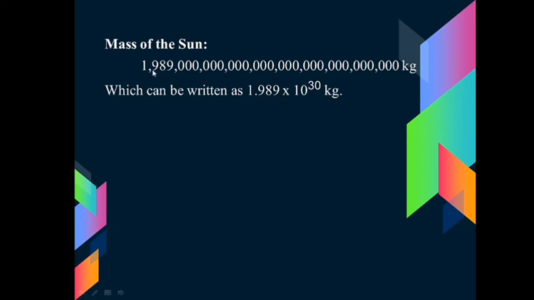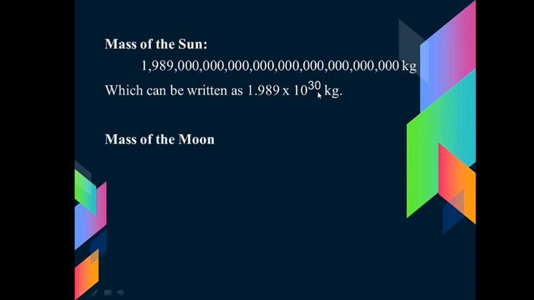Now after the first digit, we have to count how many total digits there are. So here 3, 6, 9, 12, 15, 18, 21, 24, 27, and 30. So the total number of digits after the first digit is 30, because there we have put the decimal. So here we will write 1.989 into 10 raised to the power 30 kg. So this is the mass of the sun.